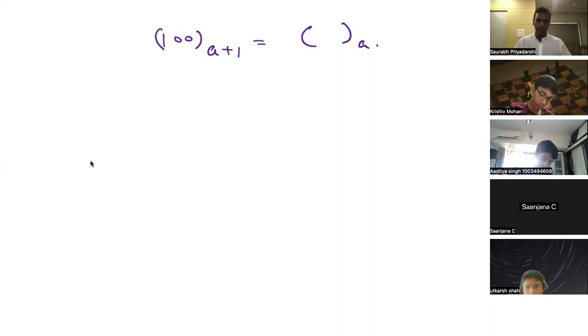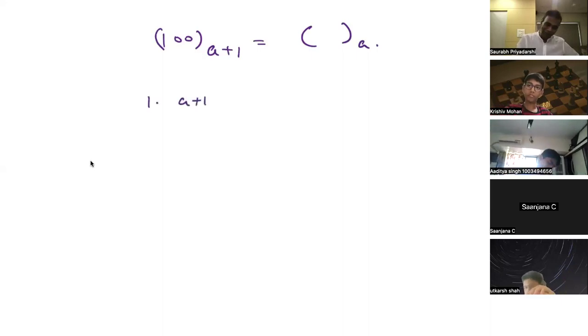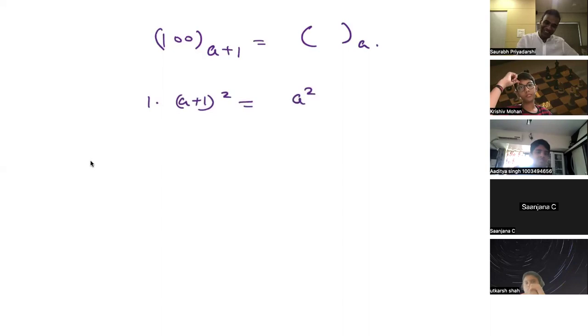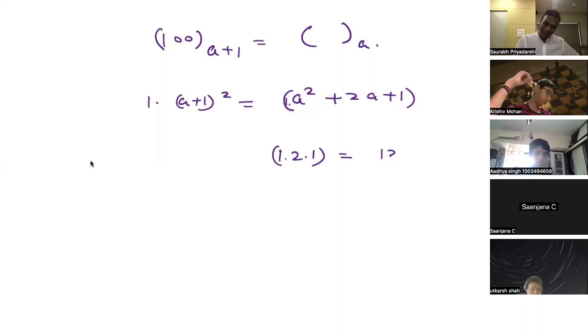Very good. In base A, yes. Very good, everyone. So this is one of the simple questions, 1 into A plus 1, the whole square. So you can see directly the number is coming, right? 1 2 1. The number is 1 2 1 with the base A. This is the magic, right?